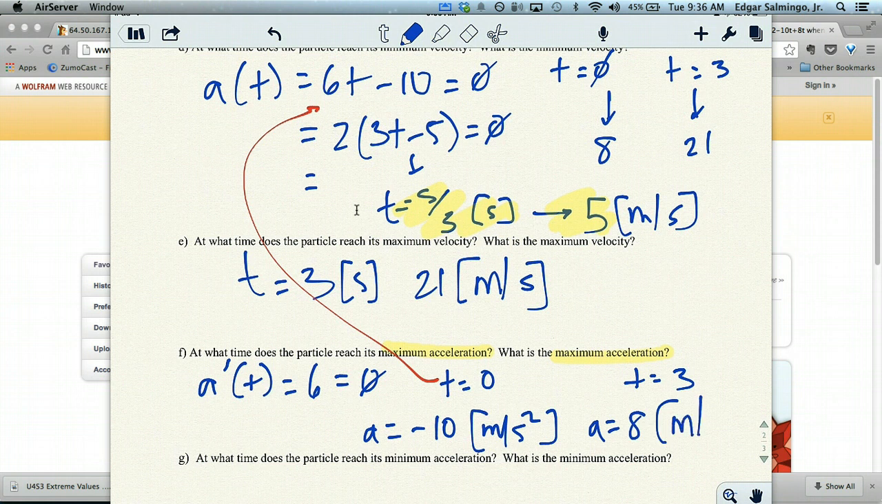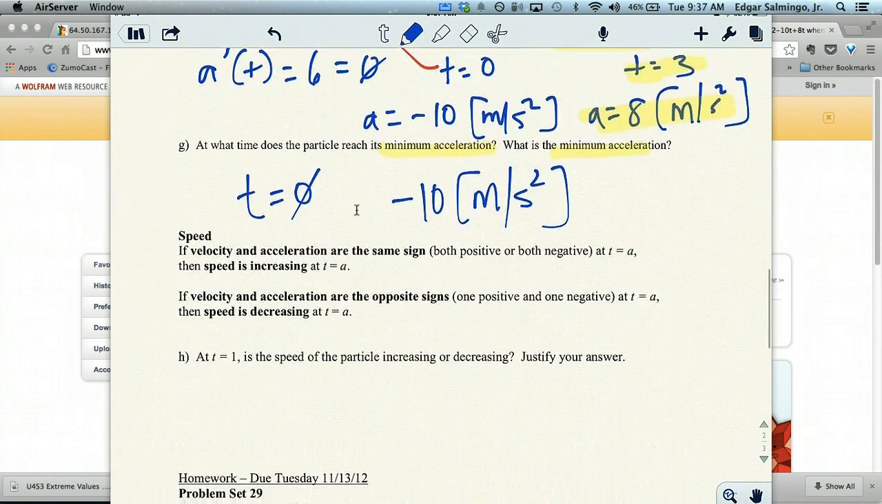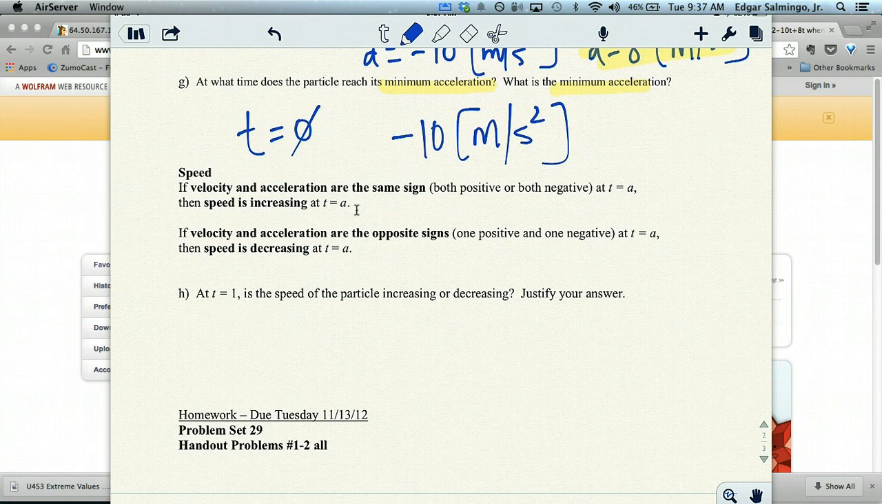meters per second squared. So now the question is, what time does it reach maximum acceleration? Well, it hits max acceleration at time equals 3, and that acceleration is 8 meters per second squared. What's the minimum acceleration? My minimum acceleration is at time equals 0, and it is negative 10 meters per second squared.